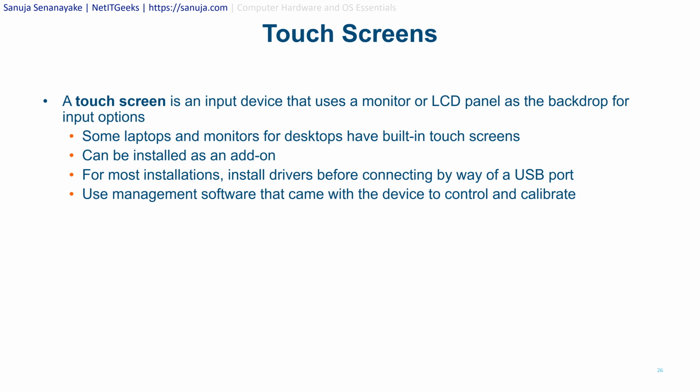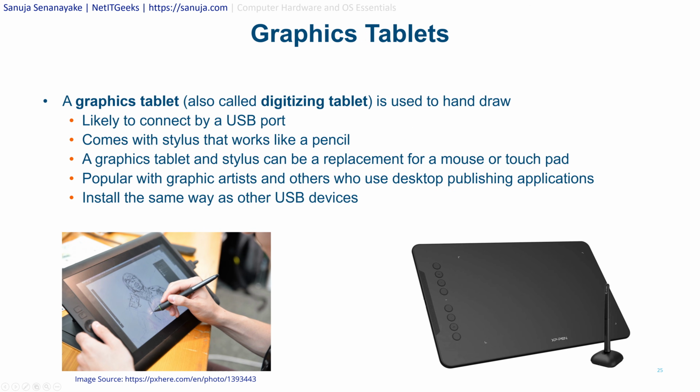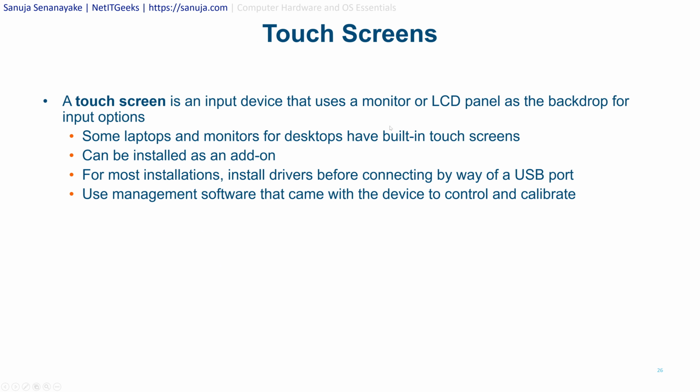For most installations, install drivers before connecting by way of the USB port. But with Windows 11 and Windows 10 and so on, you can basically just plug in those tablets, touchscreens, and monitors too. They will automatically install the drivers. Use the management software that comes with the device to control and calibrate. So again, just like with a touchscreen here, you can use the manufacturer-provided software to calibrate and get more functions out of a touchscreen.